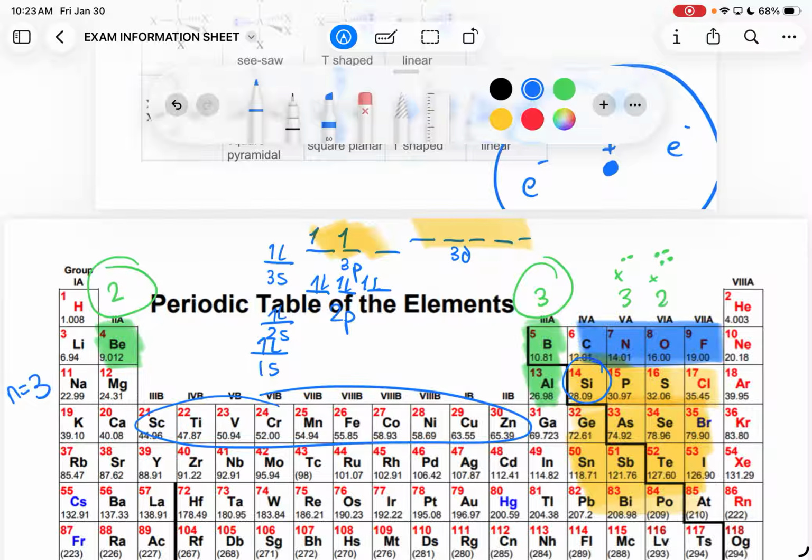Okay, so green are the ones that are going to underfill. Blues are the ones that follow the octet exactly. And then yellows will follow the octet, like will have at least 8, but could fill more. So they might have 10 or 12 electrons surrounding them.